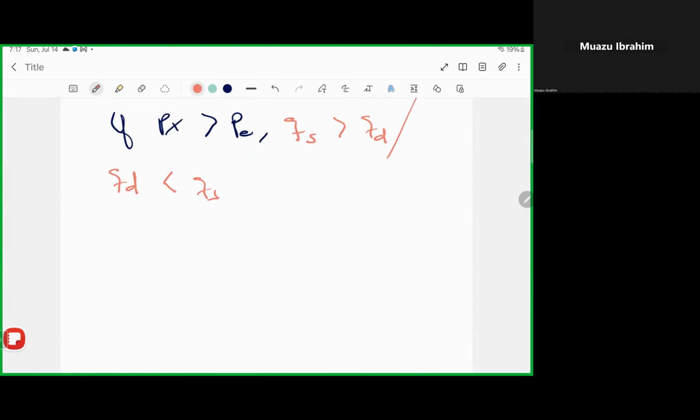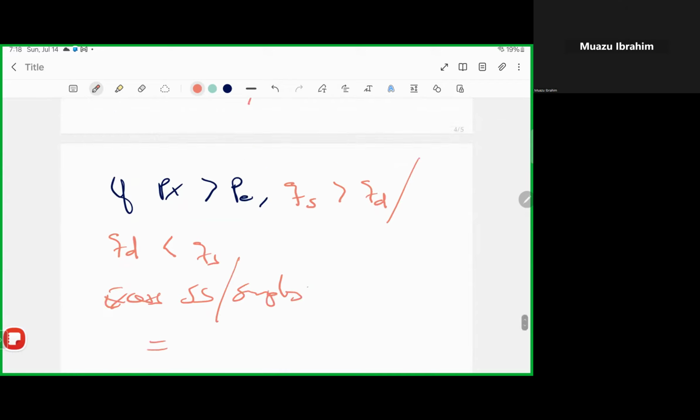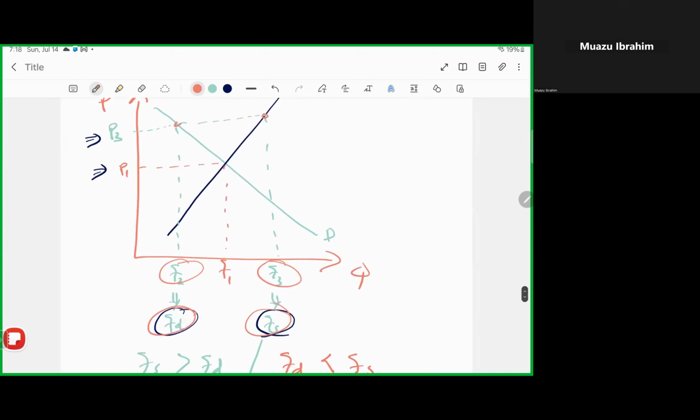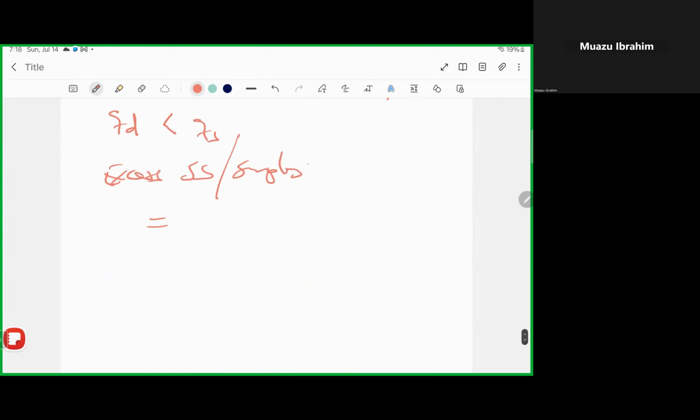So how do we quantify the excess supply, or the surplus? The surplus or the excess supply is the difference between how much is being supplied and how much is being demanded. So it's the quantity supplied minus the quantity demanded. This will be the surplus, or the excess supply.